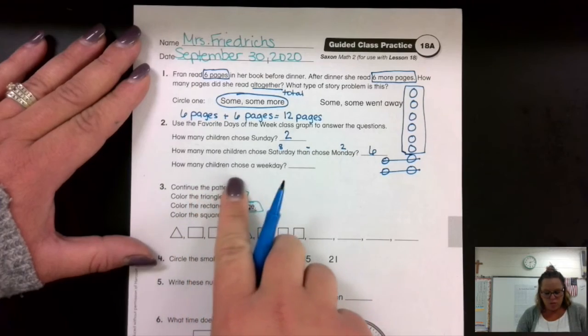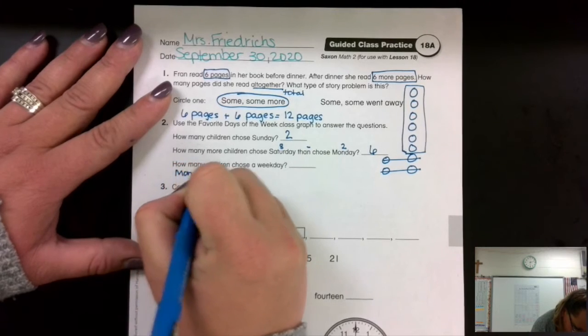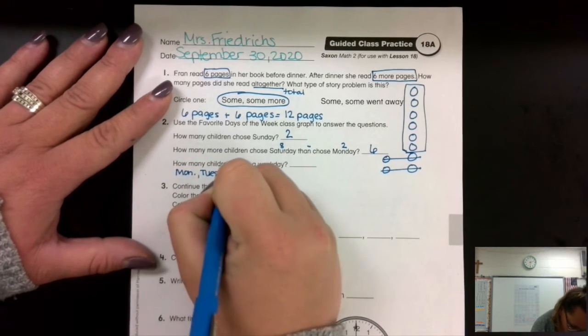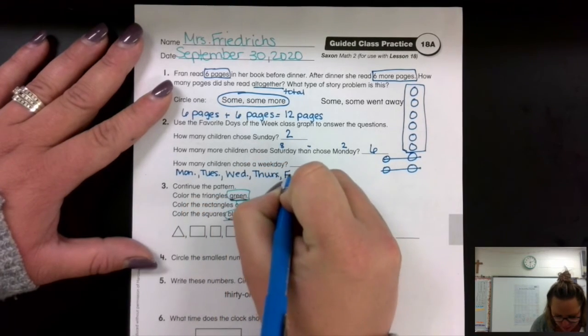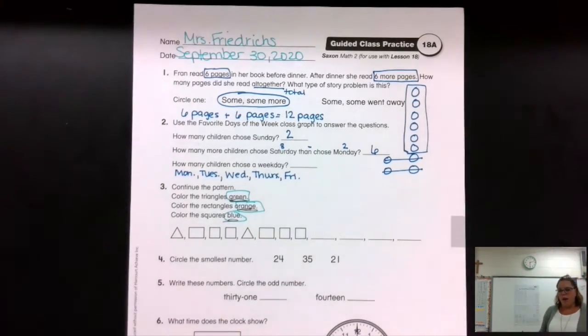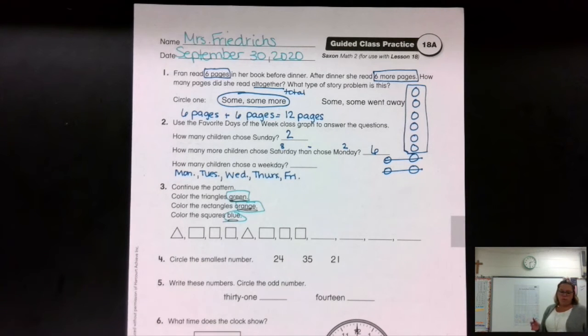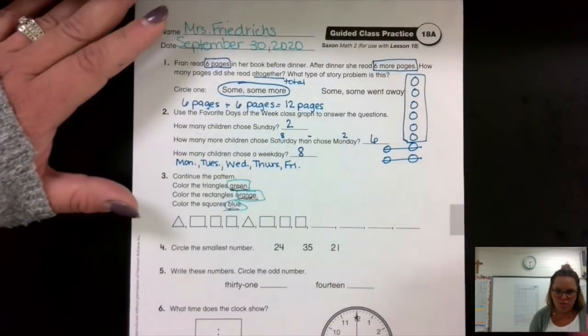Then it says, how many children chose a weekday? Remember, a weekday, that's Monday, Tuesday, Wednesday, Thursday, and Friday. Those are the weekdays. So look at your graph and count up how many children total chose Monday, Tuesday, Wednesday, Thursday, Friday. 1, 2, 3, 4, 5, 6, 7, 8. 8 children total chose a weekday. They chose Monday through Friday as their favorite.